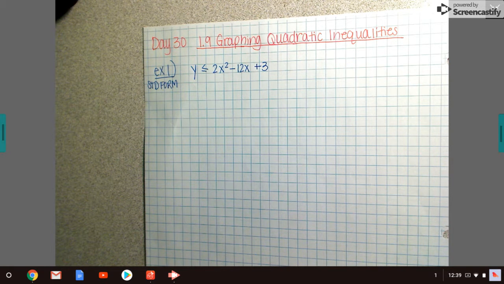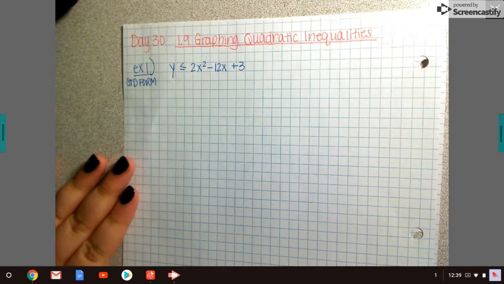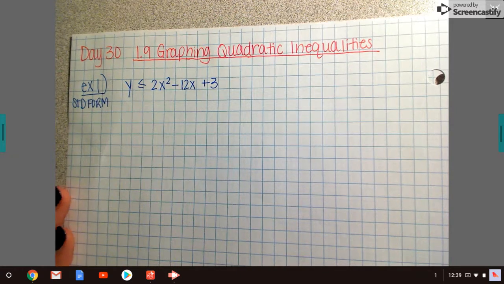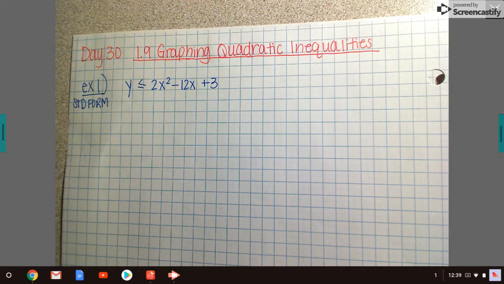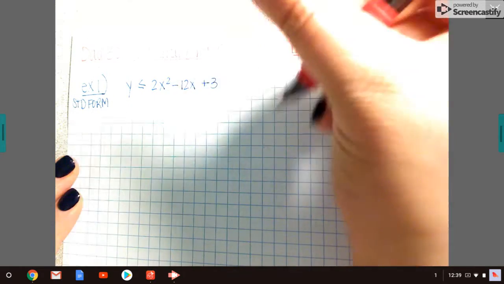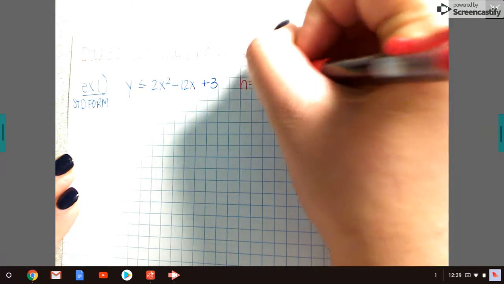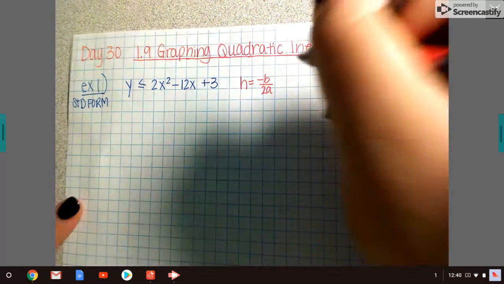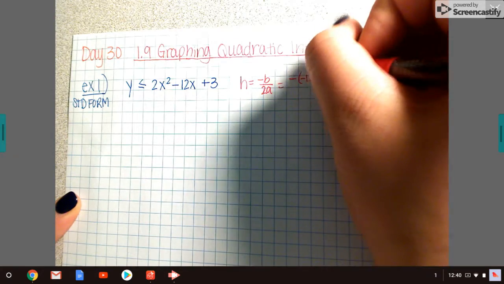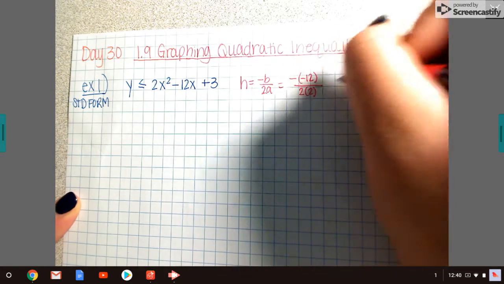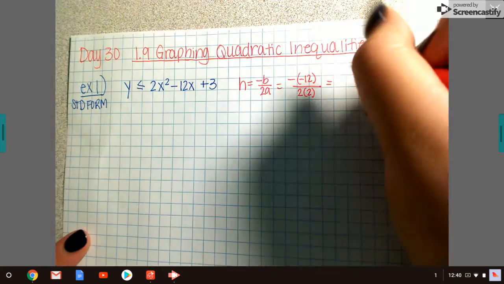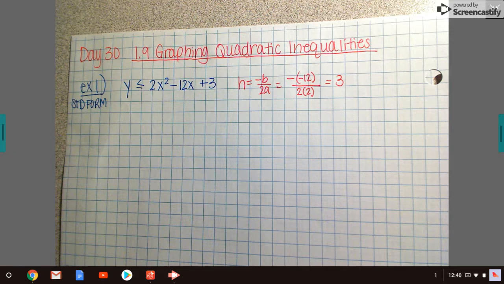We're going to work through one example of each standard, vertex, and intercept form. And here is our first one. So we've got y is less than or equal to 2x squared minus 12x plus 3. And with these, our first thing we want is our vertex, which we can find h by using the format negative b over 2a. In this situation, our b is negative 12, so I've got negative 12 over 2 times 2. So positive 12 over 4, so that'd be 3 for our h coordinate.